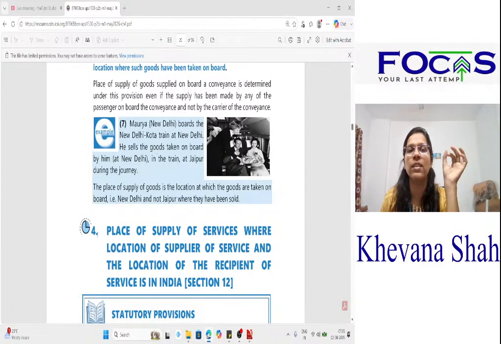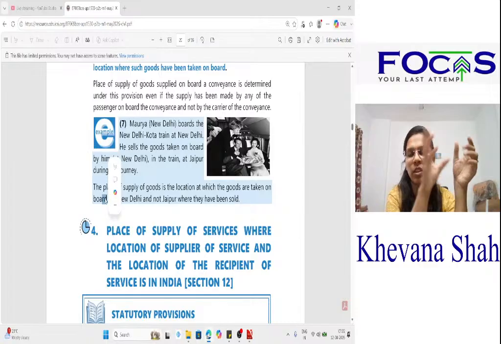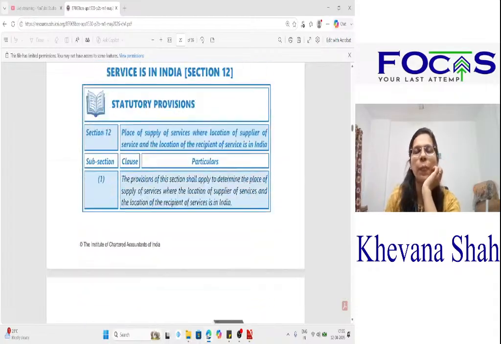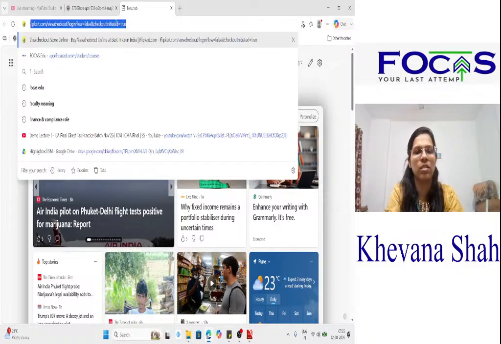Now in this case, the place of supply of goods is the location at which the goods are taken on board. Whichever place that person has boarded the conveyance and taken the goods from, that place will be your place of supply. So here he had taken the goods on board from New Delhi, so the place of supply will be New Delhi. Okay, so now let's come to the questions.